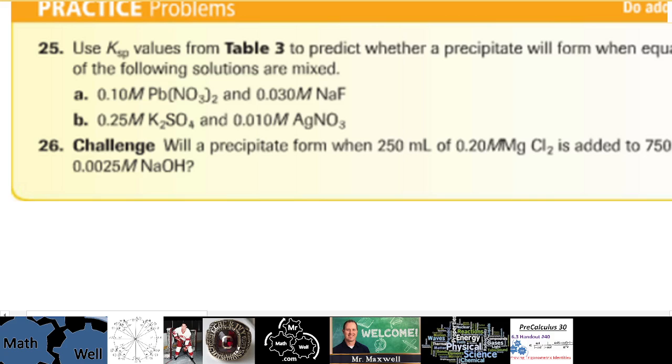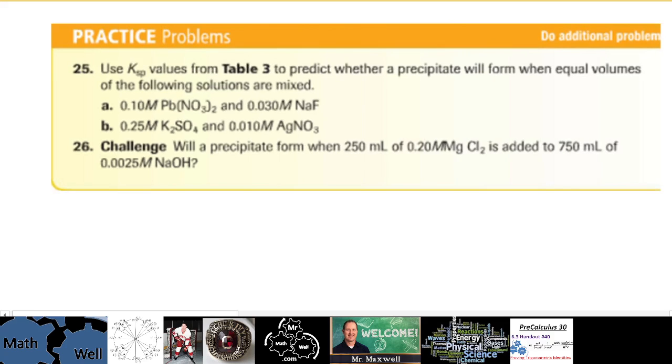Let's take a look here at 25. I'll show you how I would do 25, which is slightly different than the practice problem, but it yields the exact same result. So 25 in your textbook: use the Ksp values from table 3 to predict whether a precipitate will form when equal volumes of the following solutions are mixed. We have 0.1 molar lead nitrate and 0.03 molar sodium fluoride.